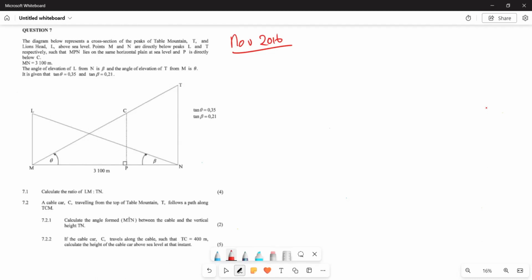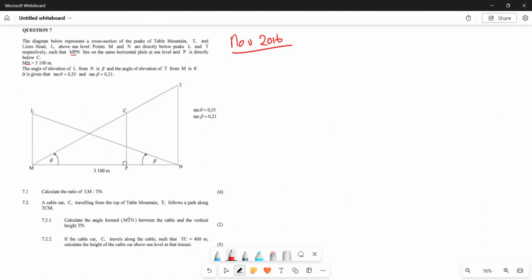Now let's try and understand what this question basically requires us to do. They say the diagram below represents a cross section of the peak of Table Mountain, T, and the Lion's Head, L, above sea level. Points M and N are directly below the peaks L and T respectively, such that M, P, N lie on the same horizontal plane at sea level, and P is directly below C.